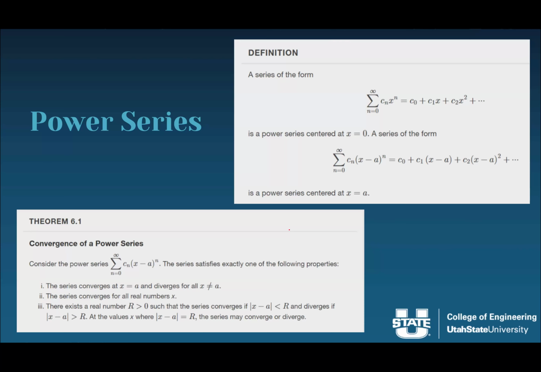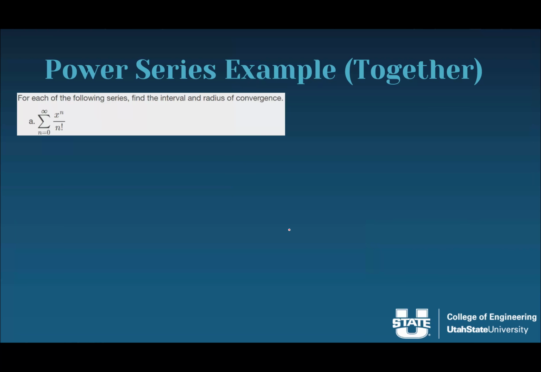The series converges for all real numbers x, or there exists a real number r greater than 0. You guys can read it. But basically, it's talking about the radius of convergence for that last one. So that's basically what a power series is, just the gist of it. Now we have a couple of examples that we can do. So we'll start with this one.